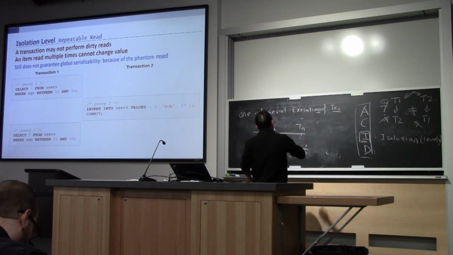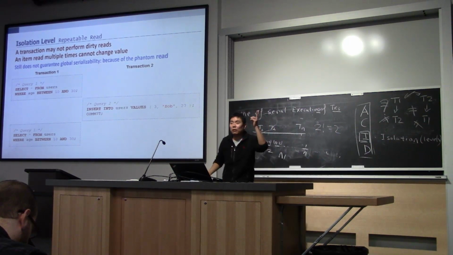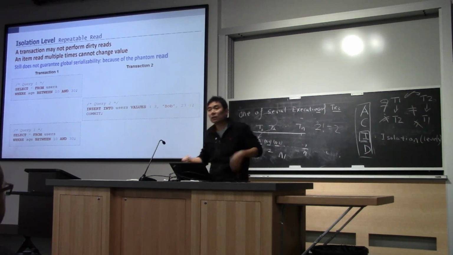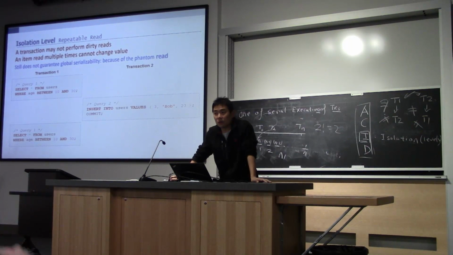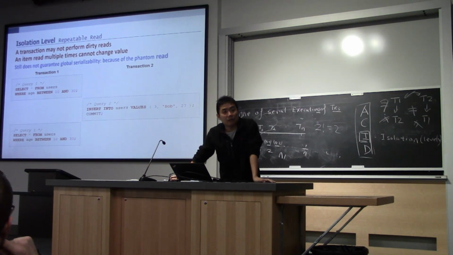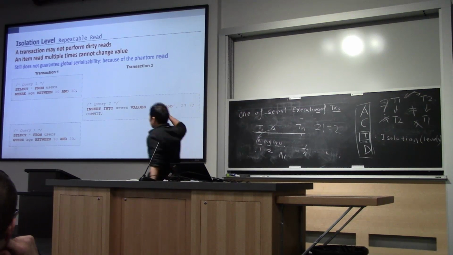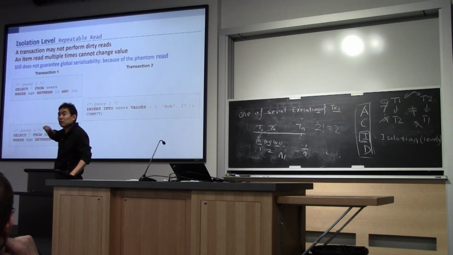2 factorial equal to 2. You only have these two possible orders. And this is not equivalent to any one of them. Henceforth, it cannot be a valid execution in serializable isolation level. Follow me? So if you configure your database in serializable isolation level, this particular schedule will be rejected.